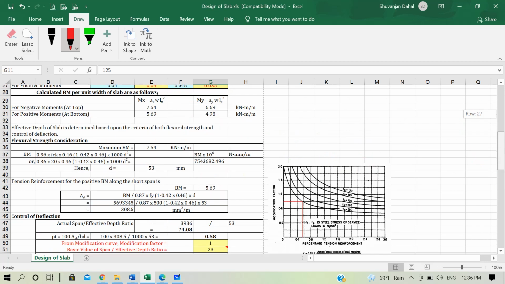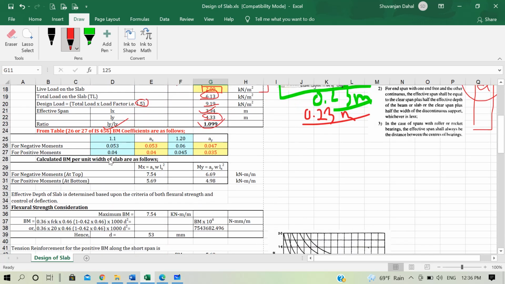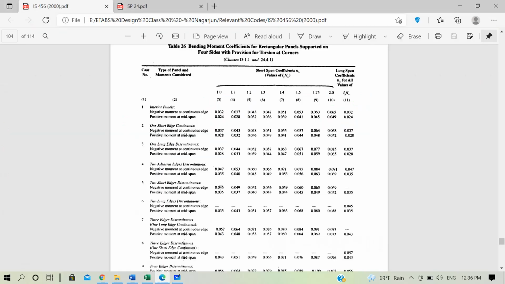Now if you can remember, we learned that we designed the slab based on the moment coefficients given in table 26 or table 27 of IS 456 code. So let's go to IS 456 code, and in table 26 we have bending moment coefficients for rectangular panels supported on 4 sides with provision for torsion at corners. We will be using this table 26. This table 26 has values of alpha x short span coefficients and alpha y long span coefficient for various types of panel and for various values of Ly by Lx.